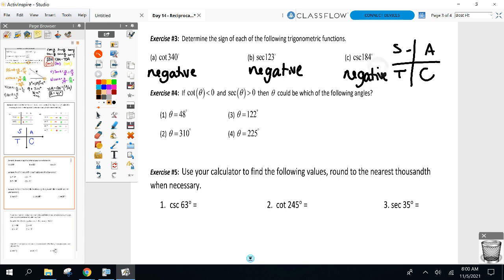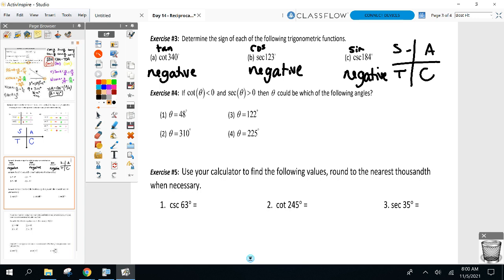Now, let me show you this. This may help you or hurt, I don't know. What goes with cotangent? Maybe you just want to write tangent and do tangent of 340, it's going to be the same answer, because they're both the same sign in the same quadrant. Secant, maybe it helps to write cosine above and do cosine 123. Same thing here. Cosecant, maybe it would help to write sine above it because it's still going to be the same. I tell you that because it may make number four a little easier.